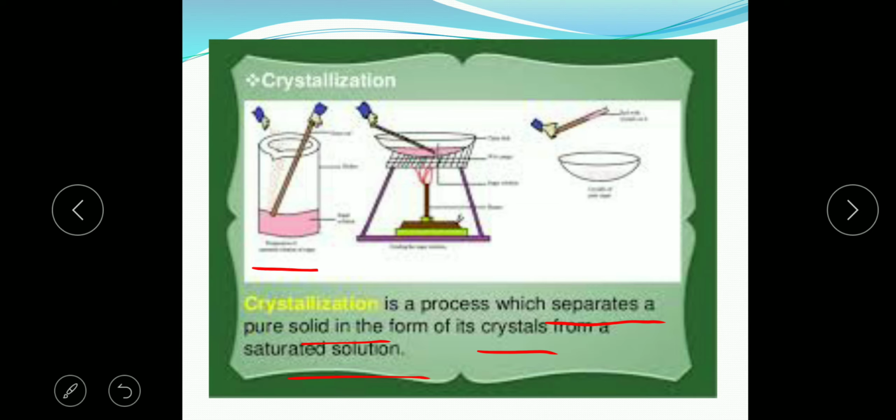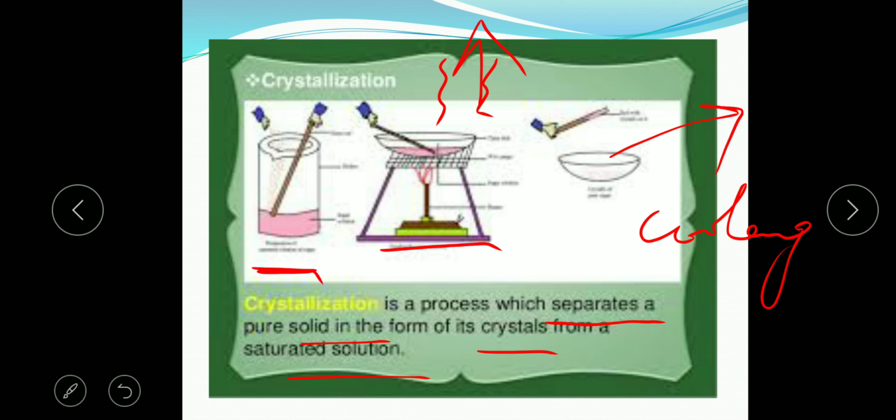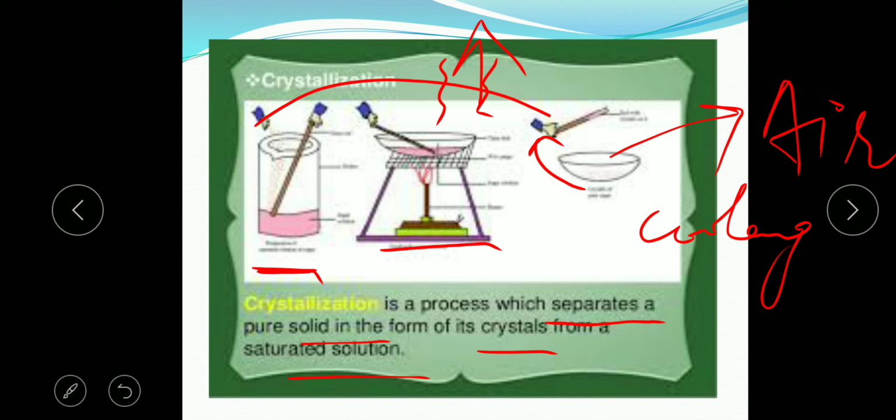First of all, a saturated solution, it means more solute will be added in the solvent and then it will be heated. As it is heated, the solvent will evaporate out and the least solvent will be left. Then it will be left for cooling for some time, and through the air also whatever solvent is there will get evaporated, and afterwards we get the pure crystals of the solid.